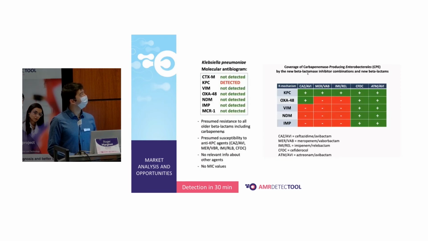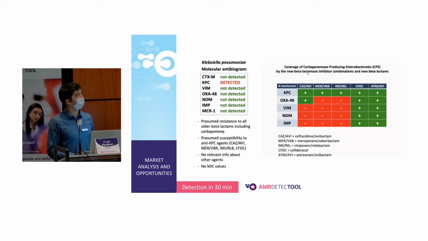In these two images, you see, for example, a case in which a bacteria is tested positive for KPC, and this is not an AST, but in the end, it also gives you information regarding what can be presumed. For example, it's presumed resistance to all other beta-lactams, including carbapenems, as it's resistance to KPC, and then presumed susceptibility to the new anti-KPC agents. And then for the other agents, you just don't know. So even if it's positive for KPC, there's a lot of information that you still don't know.